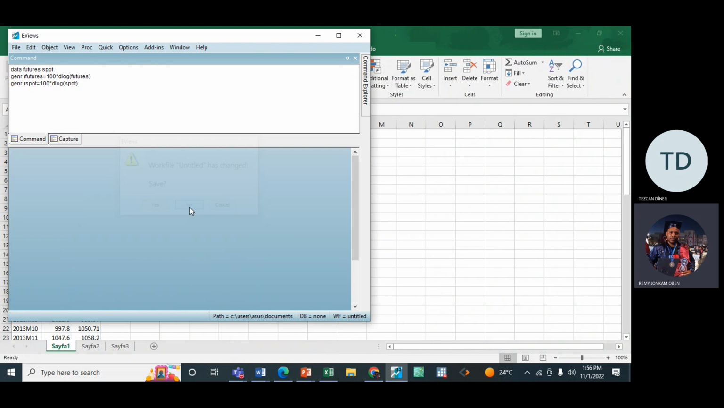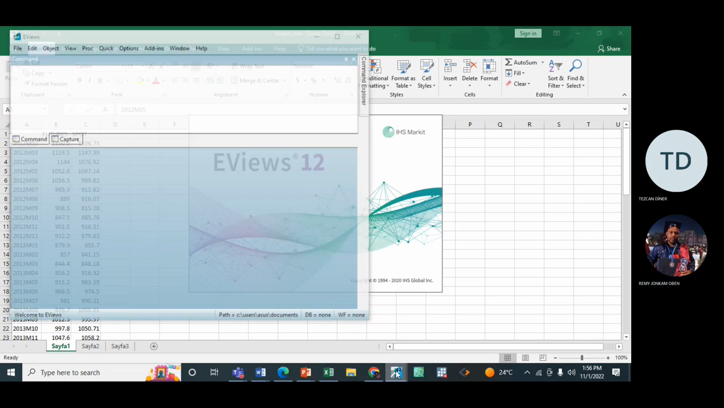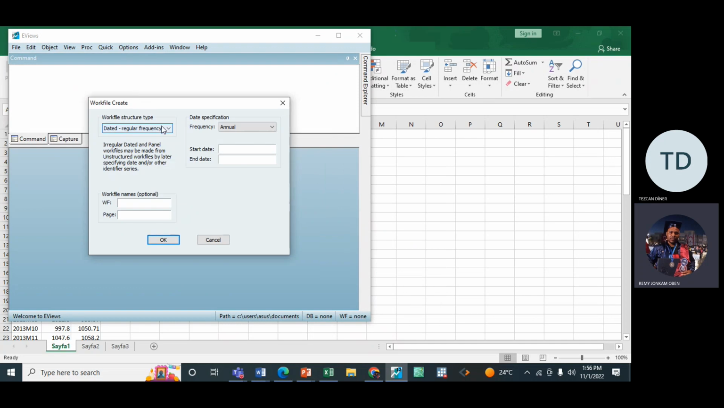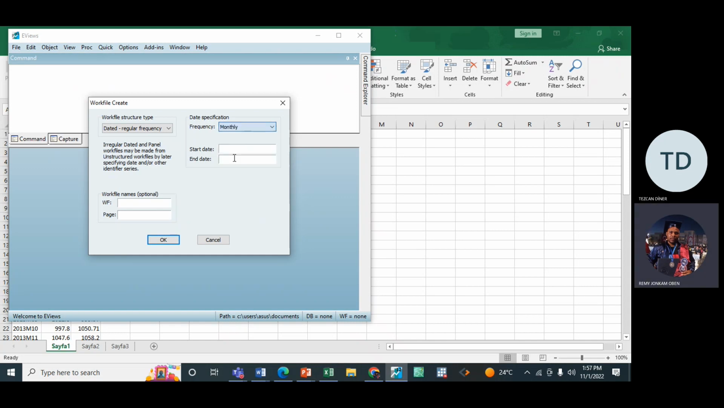Save. No. Okay. I'm opening the EViews file. So you come here to create a dated regular frequency workfile. We'll use it because it is regular frequency. But here, in place of annual, we are going to put monthly, right? So you change it to monthly.